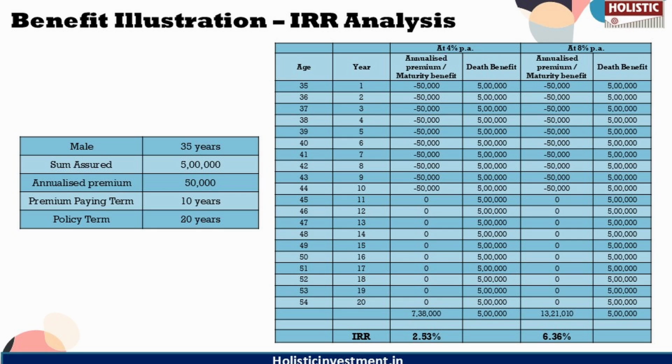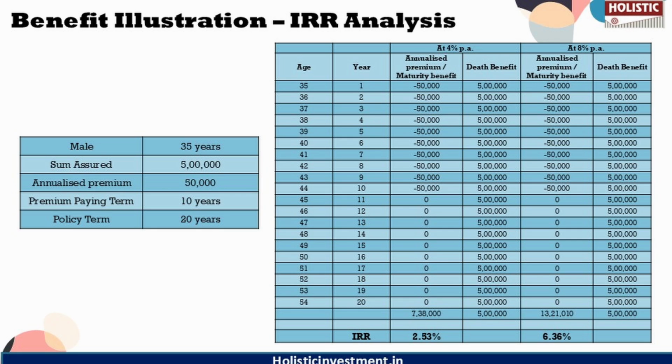For calculation purposes, let us assume that a 35-year-old male opts for this policy with an annualized premium of 50,000 rupees. He pays a premium for 10 years and gets a fund value at the end of 20 years. He has chosen a balance fund. The life cover is 10 times the annualized premium, that is 5 lakh rupees.